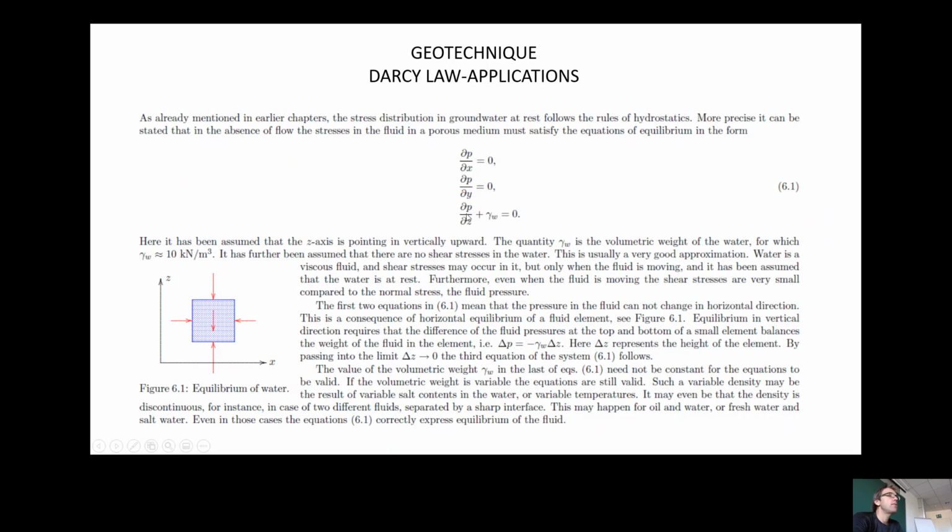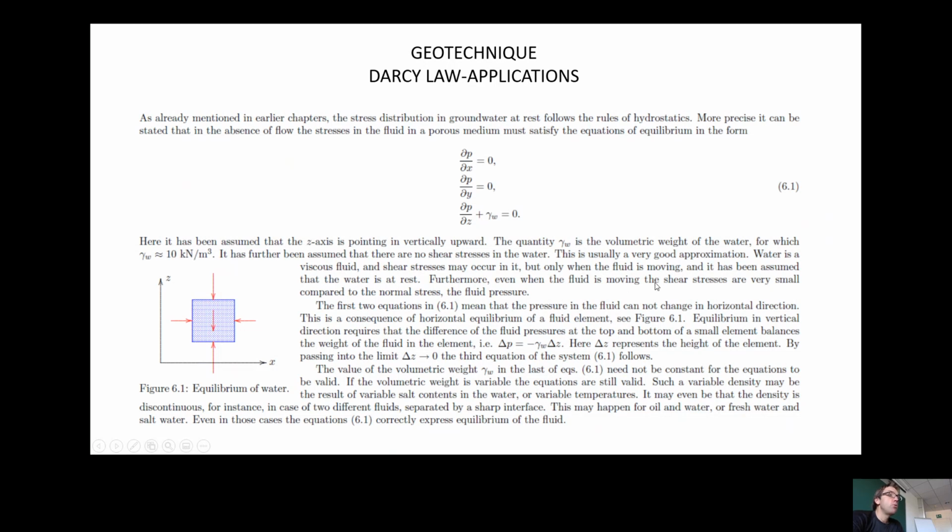You can see, of course, in vertical that the equilibrium needs to have this term, that is the volumetric weight of water. And the quantity, again, as said, is the volumetric weight of the water, that is around 10 kilonewton per meter cubic. If there is no shear stress in the water, because again we are in a resting case, and it is generally a good approximation, as we said, water is a viscous fluid, and shear stresses may occur in it, but only when the fluid is moving, and it has been assumed that the water is at rest.